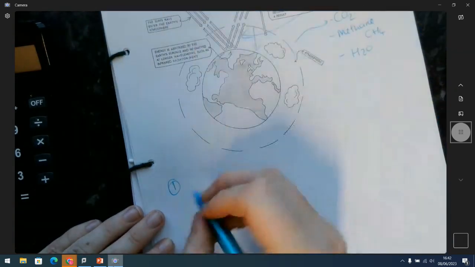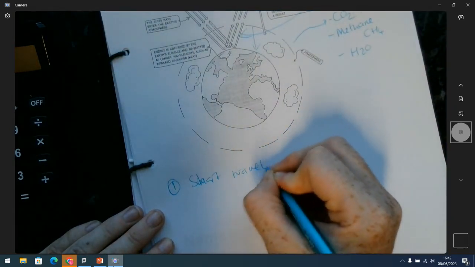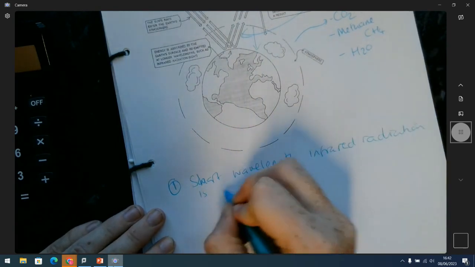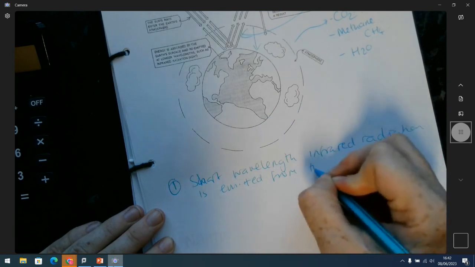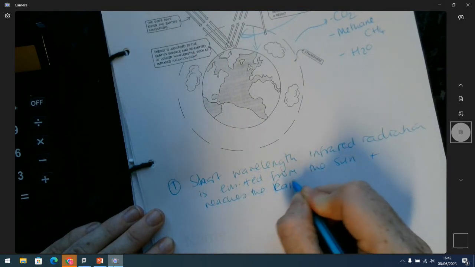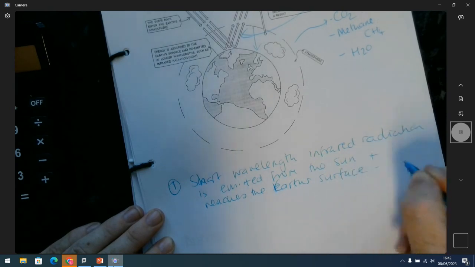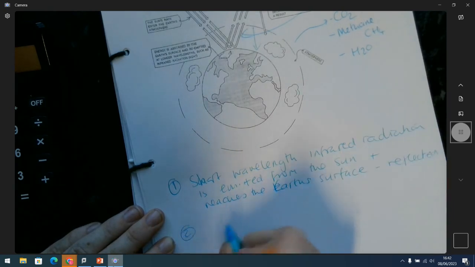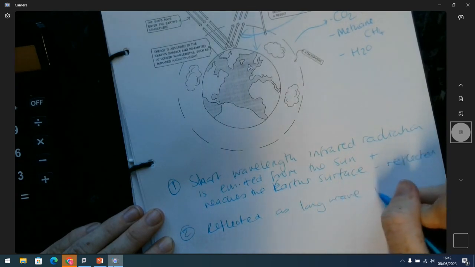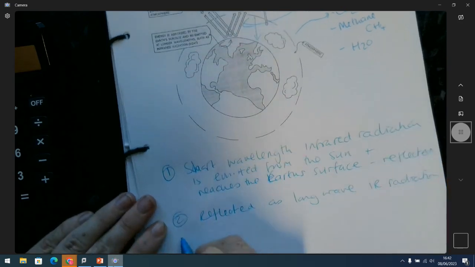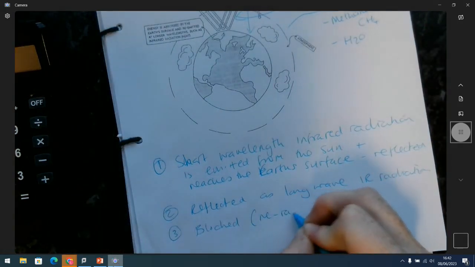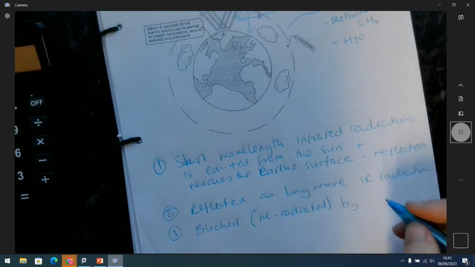So step 1, we've got our short wavelength infrared radiation is emitted from the sun and reaches the Earth's surface, where it is reflected, and you need to tell them that it's reflected as long wave infrared radiation, which is then blocked, or should I say re-radiated by the greenhouse gases.